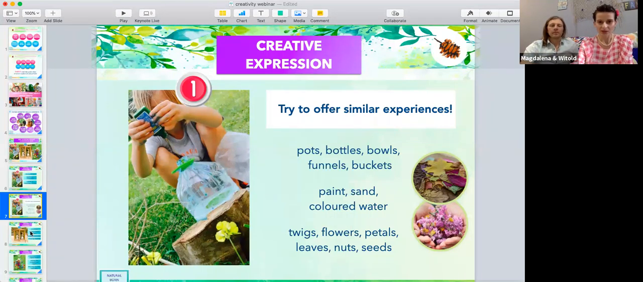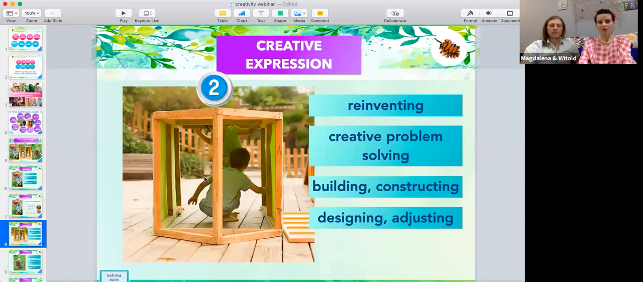So then we have another example of creative expression. As you can see, there is some fixed structure. Yeah, this is I think more connected to bodily kinesthetic kind of expression, but also to creative problem solving. Yes, it's about constructing something a little bit bigger than maybe a tower using blocks.